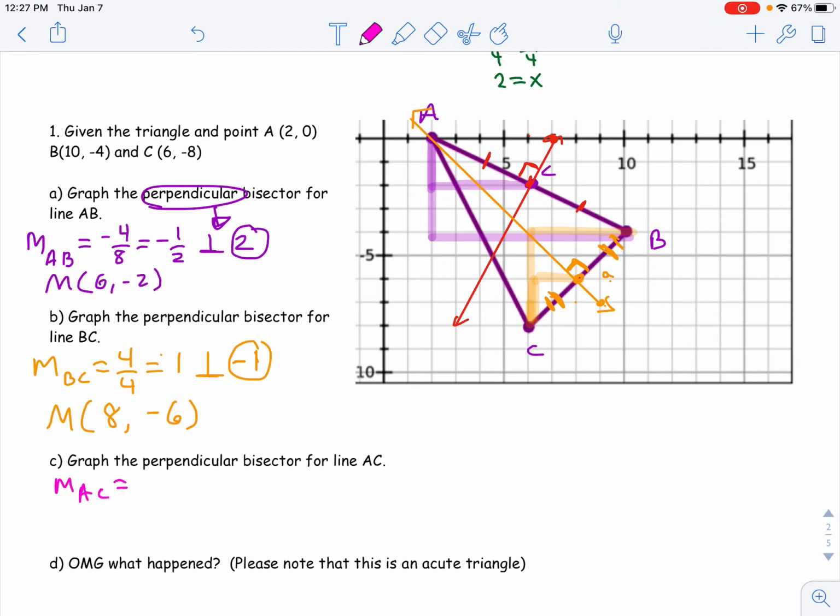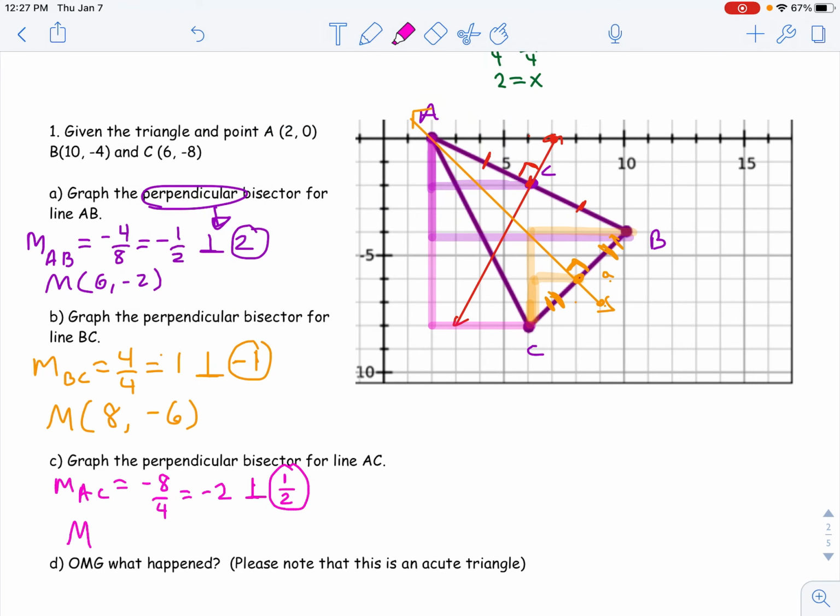All right, the slope of AC is down 8 over 4. So it's down 8 over 4, also known as negative 2. What's perpendicular to negative 2? We'll change the sign. It's going to be positive now. And flipping 2, we get 1/2. So my slope is going to be 1/2.